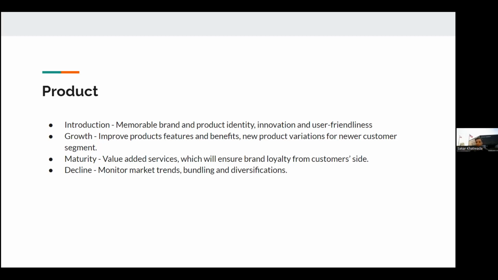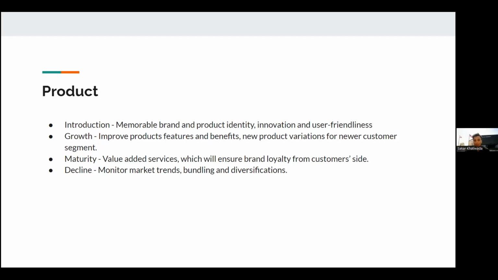So let's go to the maturity stage now. During the maturity stage, the primary goal would be to maintain the product's market share and to maximize profitability. In this stage, the product strategy should focus on product differentiation, cost reduction, and product innovation. So basically, it's all about value-added services by Worldlink. It can offer value-added services such as customer support as well as loyalty programs in order to retain the customer base during its maturity stage.